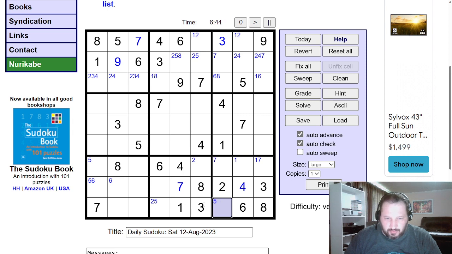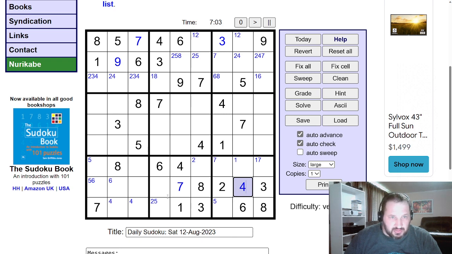2 can be over here. 3. No 4 over there. No 4 here. One of these two has to be a 4. Got a pair of 4's right here. 5, 6, 7, 8. Any help on the 9's? Not a whole lot just yet.